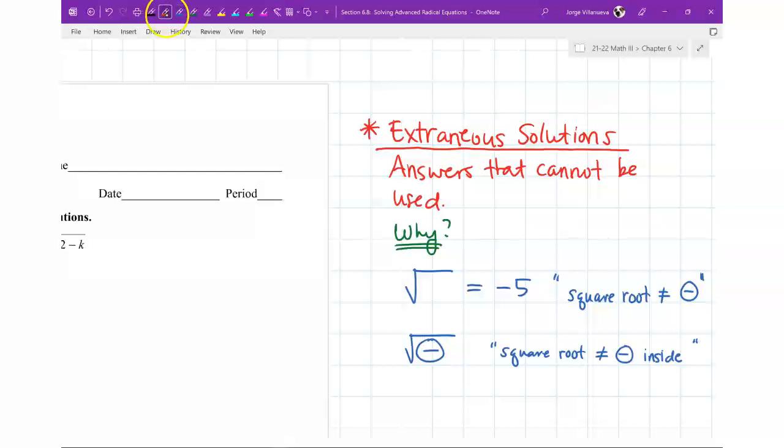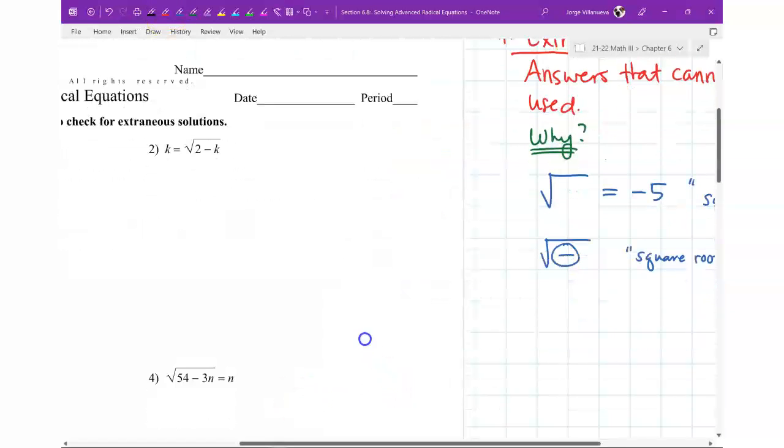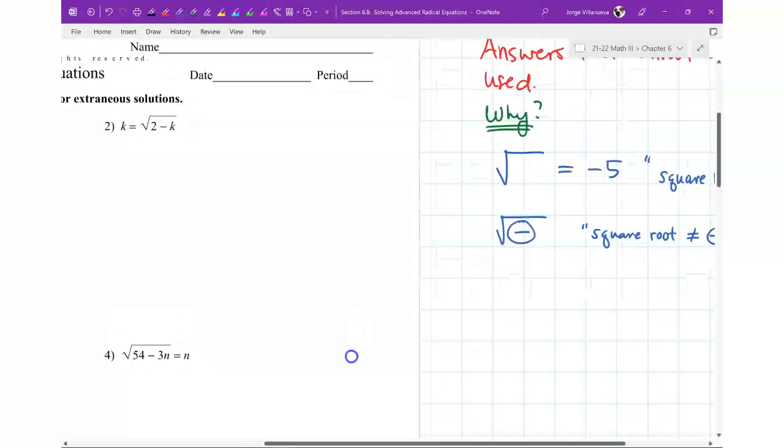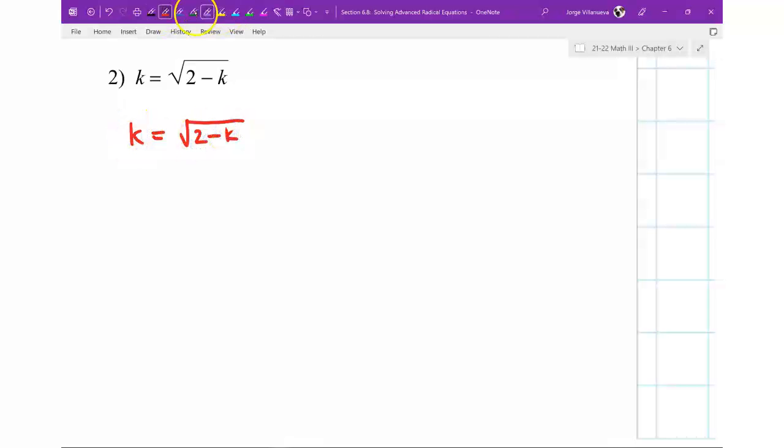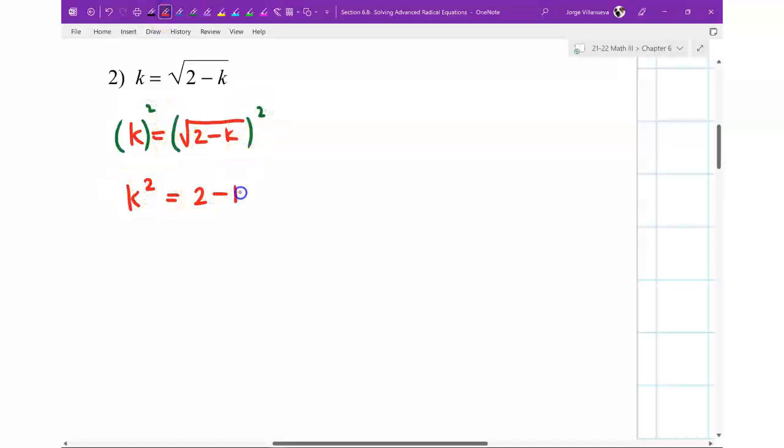Okay, so let me show you some of these problems here. So number 2. If I want to solve, remember what we did yesterday? We just want to get rid of the square roots, right? So the way we get rid of the square roots is we square everything. So k equals the square root of 2 minus k. I'm just going to square both sides. So that gives me k squared equals 2 minus k.